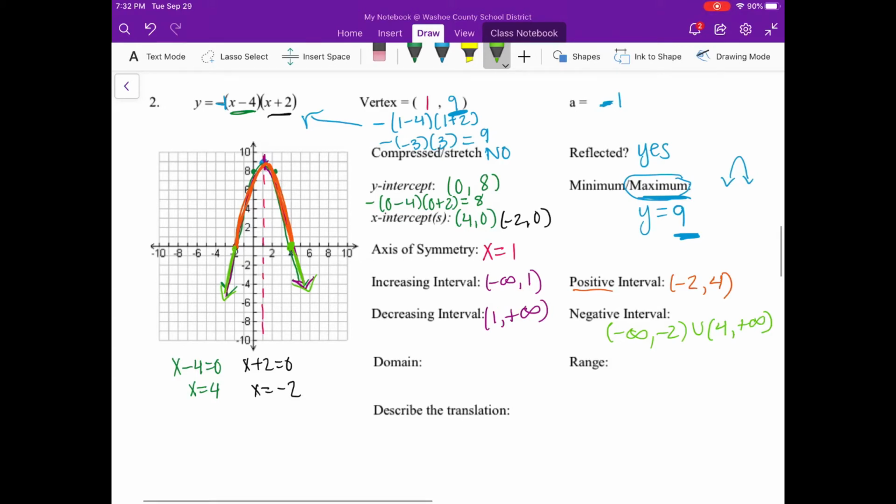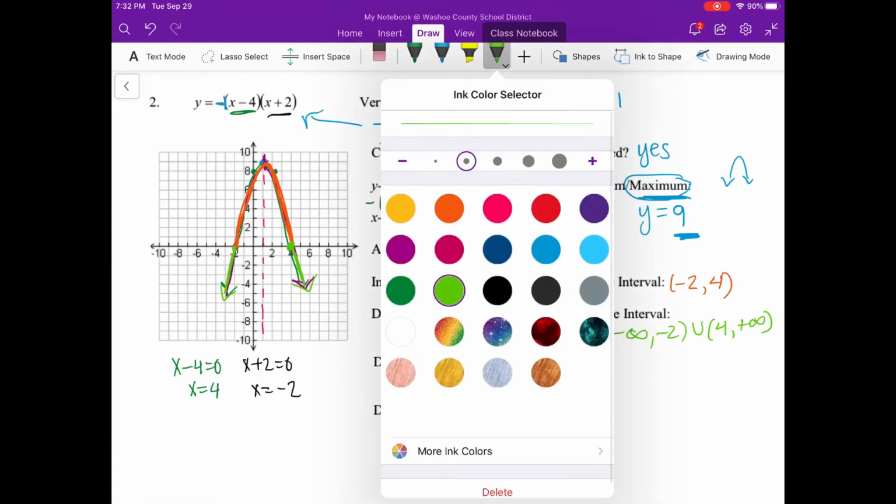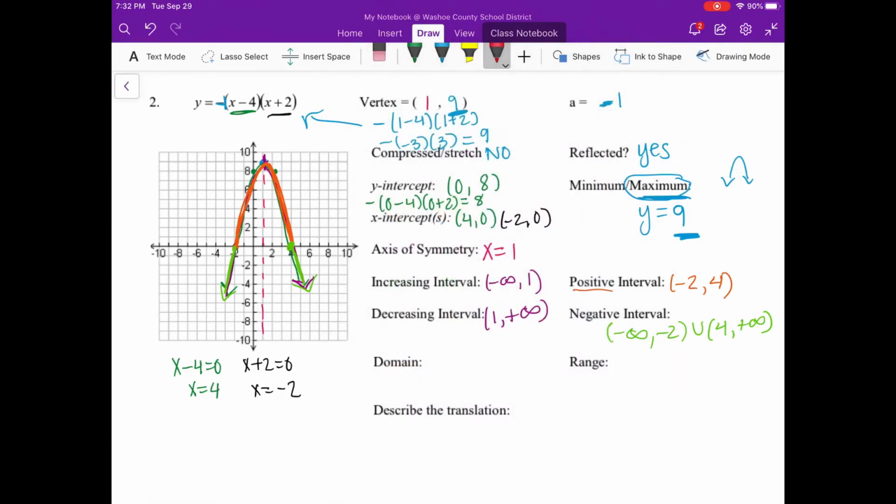Our domain for a quadratic function is always going to be the same. And that's -infinity to +infinity. You can say all real numbers. The range in this case, this graph goes forever down. So you start at -infinity, but it does have a maximum. So it's going to stop at 9, and that's where you're going to use the bracket.